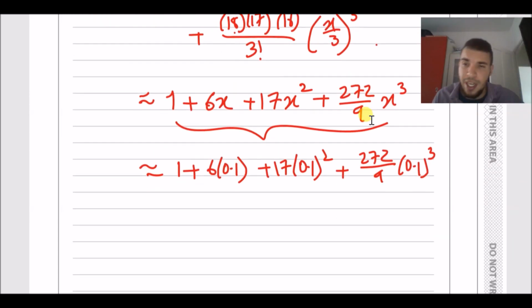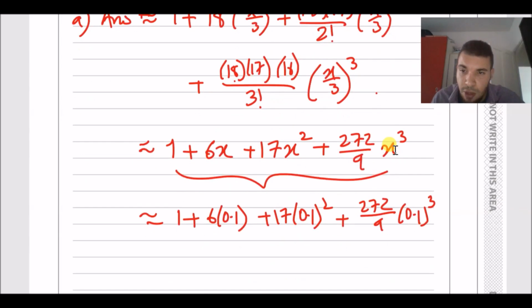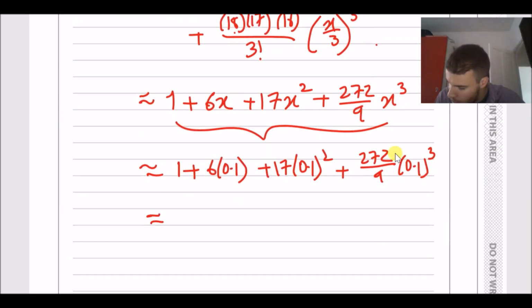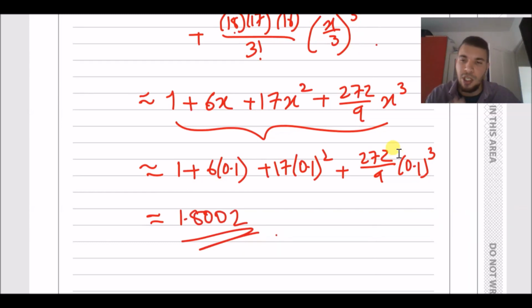And when you put this in a calculator, you get an answer to 4 decimal places of roughly 1.8002. And that's it, guys. This question is wrapped up.